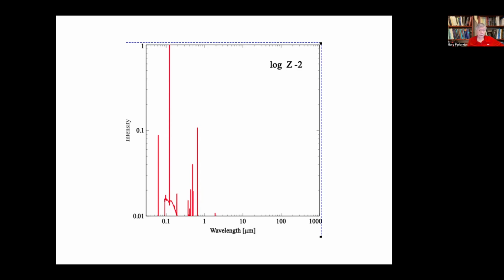So we can go to 10 times higher metallicity. Now we can go to 1/10 of solar. So you can see some additional lines are present. These are the forbidden lines of the heavy elements coming in.